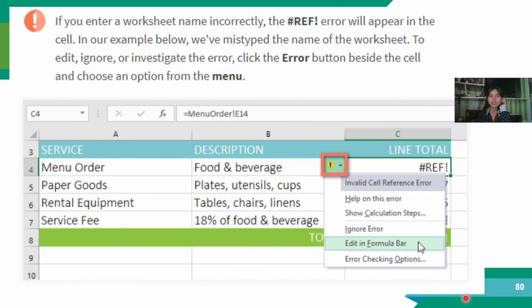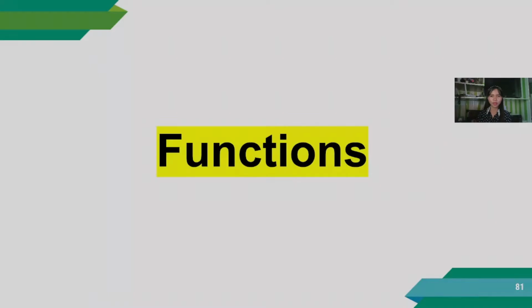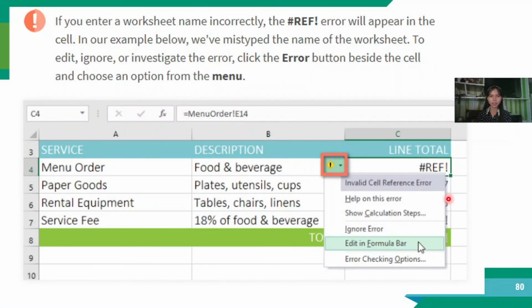If you enter a worksheet name incorrectly, an error will happen in the cell. In our example below, we'll mistype the name of the worksheet. To edit, ignore, or investigate the error, click the error button beside the cell and choose an option from the menu. Edit in the formula bar. Here, what is missing is the single quotation mark.